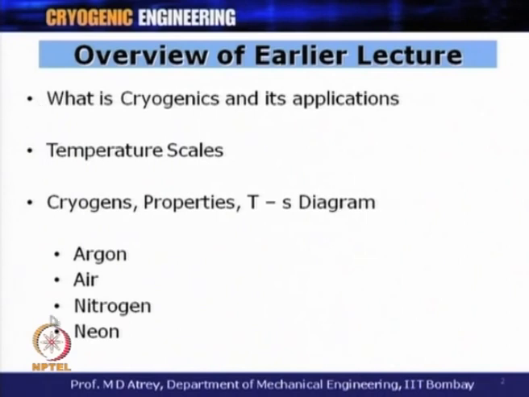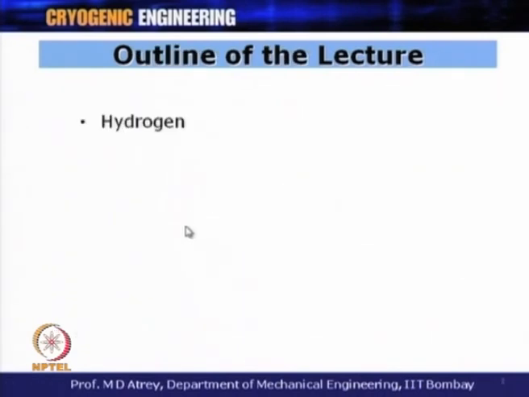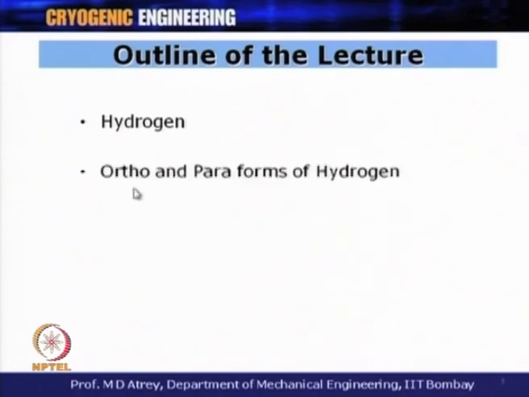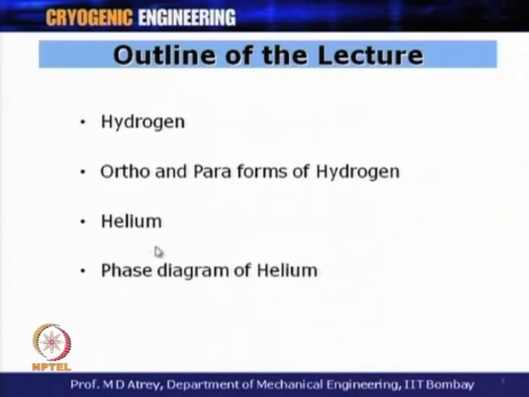So, here we got a feel of various cryogens, and what I am going to talk about today is the cryogen hydrogen. We talked about the speciality of hydrogen, that is the ortho and para forms of hydrogen. What are these different forms? What is it all about? We will see in this lecture. Then helium is a very special gas, a very useful gas in cryogenic engineering, and we will discuss the phase diagram of helium. What are the different phases in helium, how do they coexist and things like that.